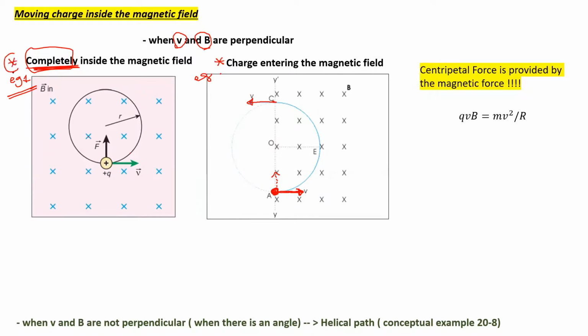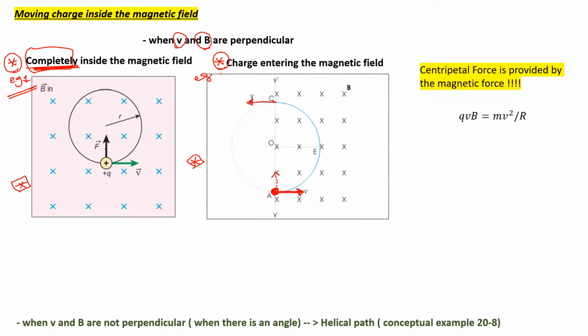Although they are both circular paths, if your charge was completely inside the magnetic field, then it will go around a full circle. If it was just entering the magnetic field, it will go half a circle or some portion of the circle. So are we okay with that? So these are two things that you have to know. Completely inside, full circle; entering, half a circle.